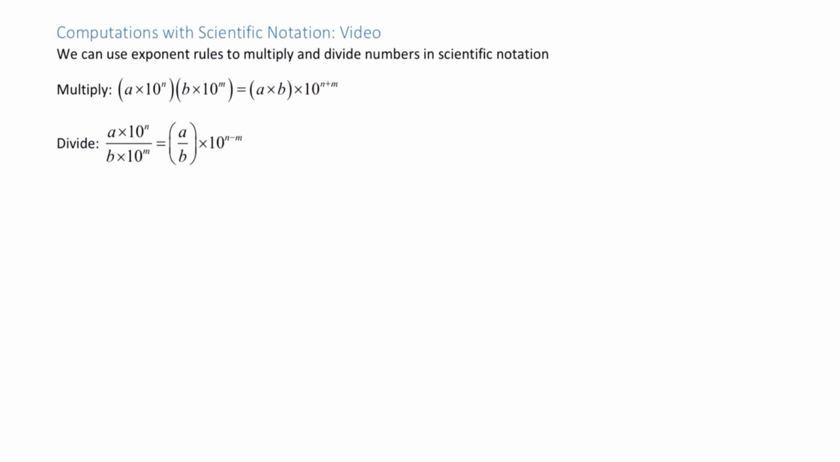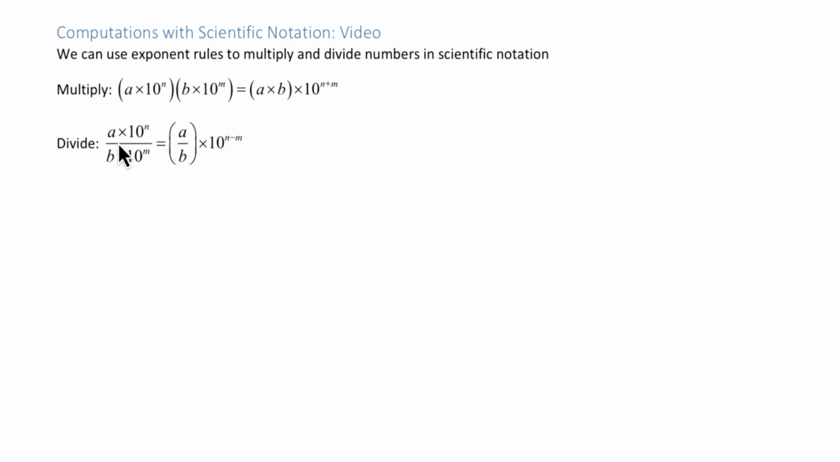In this video, we'll look at computations with scientific notation. We can use exponent rules to multiply and divide numbers that are written in scientific notation. When multiplying, A times B is where we'll start, multiply the two numbers that are out front together, and then looking at the powers of 10, we simply add the exponents, n plus m, using those exponent rules.